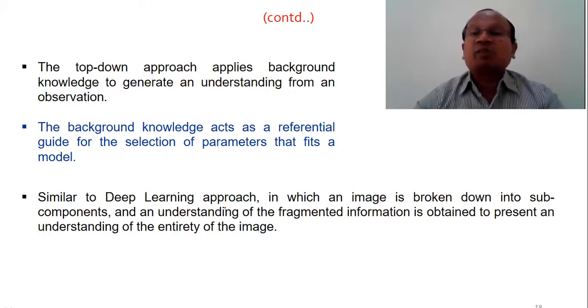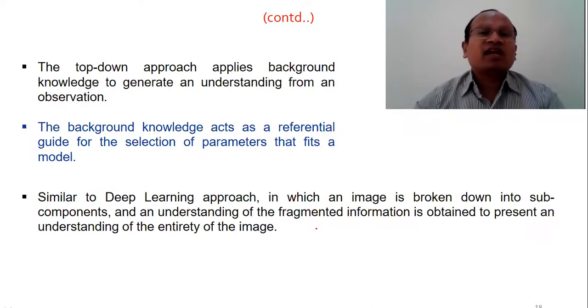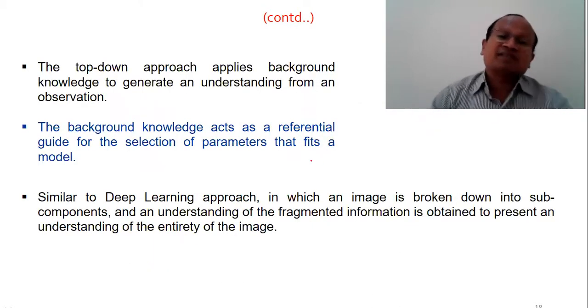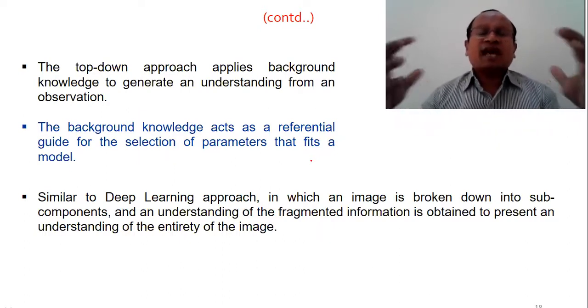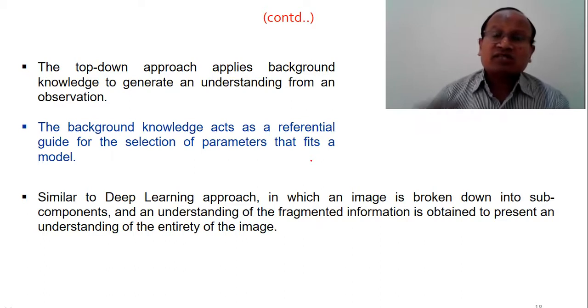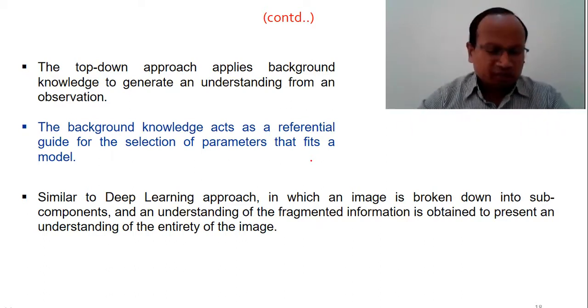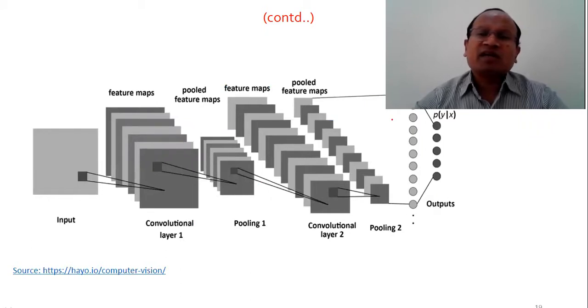There is an example like deep learning, especially seen in a driverless car, where the image is broken down into subcomponents and an understanding of fragmented information is obtained. Like in a driverless car or in an application where deep learning is used, the entire information is captured and then fragmented into small details. It's a kind of top down approach. So the top down and bottom up approaches are two approaches used in computer vision. This is the deep learning approach.